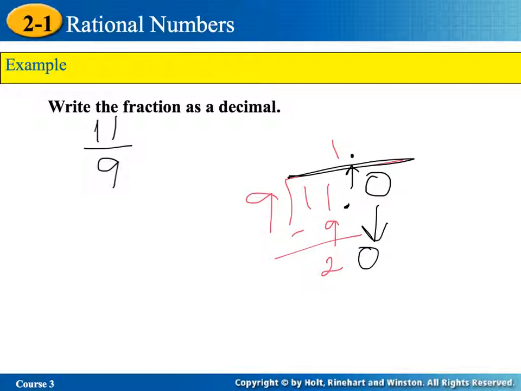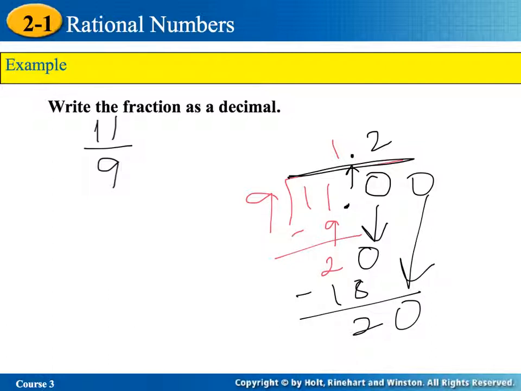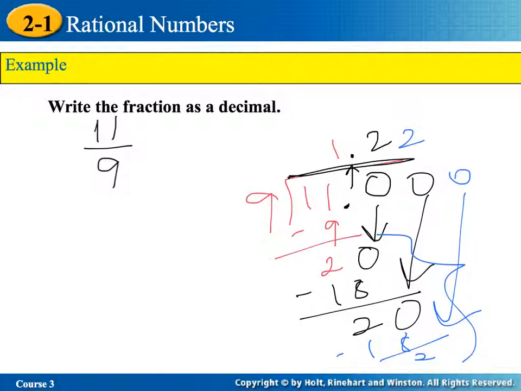How many times does 9 go into 20? 2 times. 2 times 9 is 18, minus, we get 2. Bring down another 0. Uh-oh. Look at this. Does anybody see a pattern that's going to be happening? That would be another 2, 18. Look at that. We're down to 2, bring down a 0. We don't need to do this forever because it would keep going on and on forever.